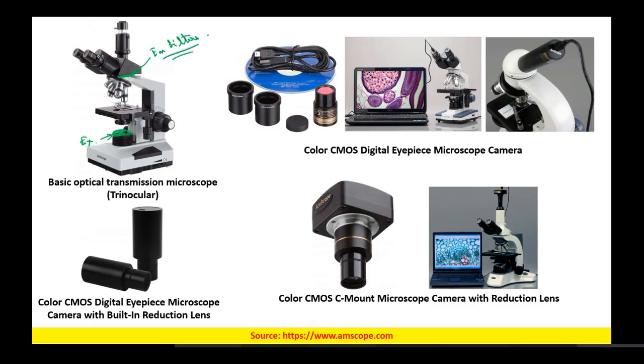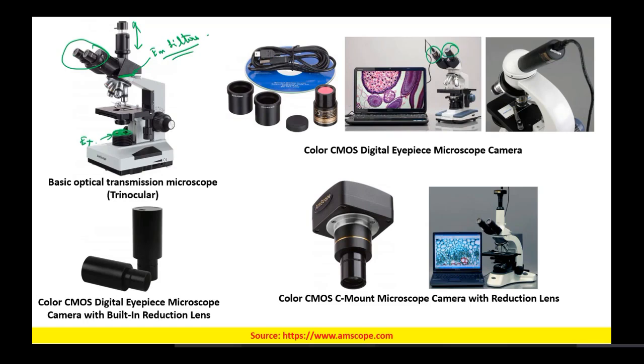So if it is a trinocular microscope, you can use both the eyepiece ports to visualize the fluorescence activity, and you can use this C-mount port for capturing the image. Otherwise, you can attach cameras into the eyepiece of the microscope.